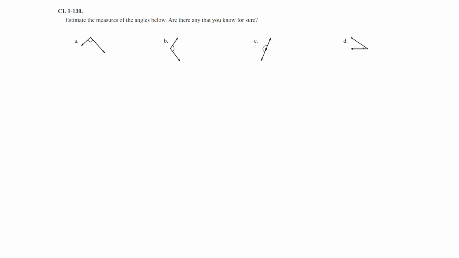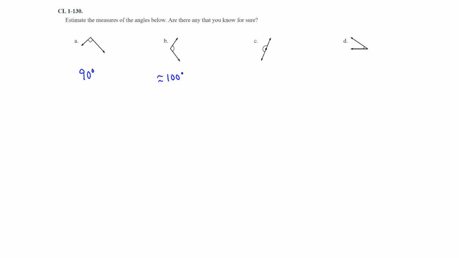Question 130. Estimate the measures of the angles below. Are there any that you know for sure? So for part A, we know for sure that this is 90 degrees because of the marking. On part B, if you kind of measure it up, you might use a protractor as well, but it looks like it's a little bit bigger than 90, so we'll go with approximately 100 degrees and use the symbol there.